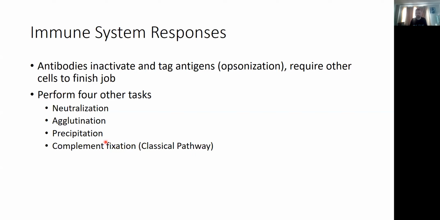Precipitation is the same idea, except that it takes stuff out of solution. So if there are pathogens or other small things that are dissolved in the plasma, it brings them out of solution, again, kind of like agglutination, so we can get rid of them. And then, of course, the classical pathway of complement requires antibodies to serve as chaperones for us.